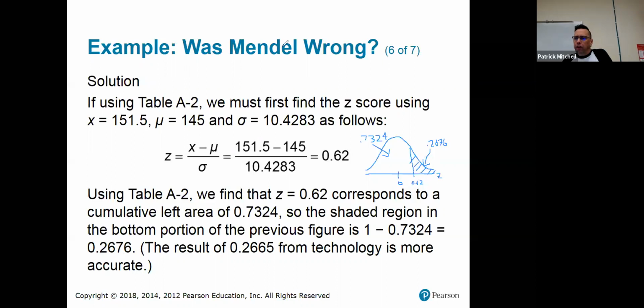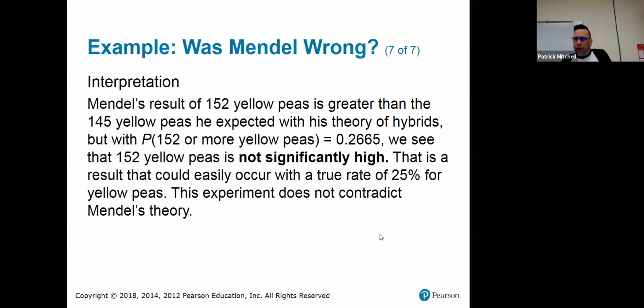So 152 would not be a significantly high number. Okay. I could easily see getting that many, even if it's true that 25% is the correct proportion.